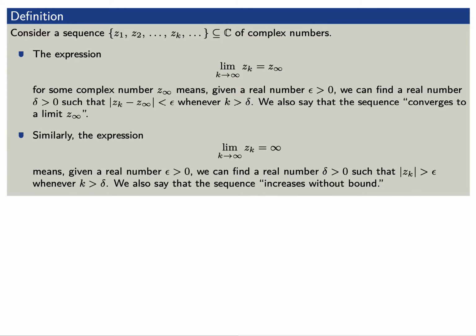Similarly, the expression the limit as k increases without bound of z sub k equals infinity means the following. Given a positive real number epsilon, we can find another positive real number delta, such that in absolute value, z sub k is greater than epsilon whenever k is greater than delta. We'll also say that our sequence increases without bound.